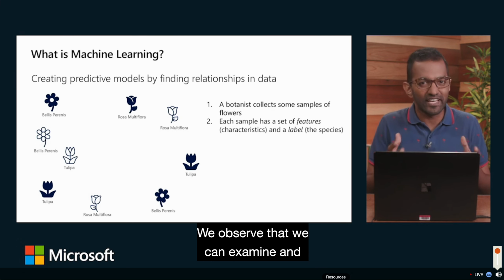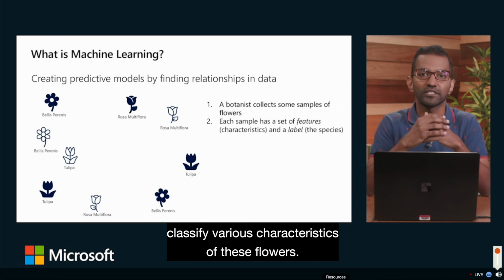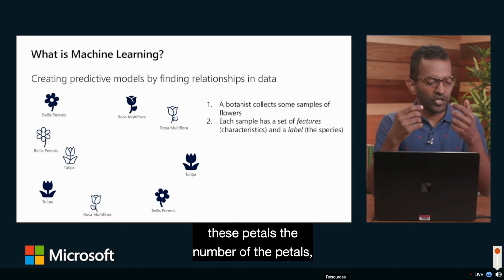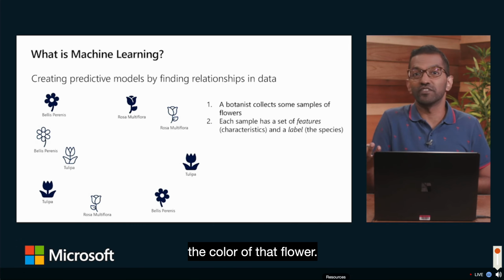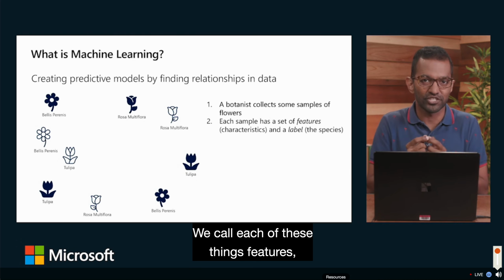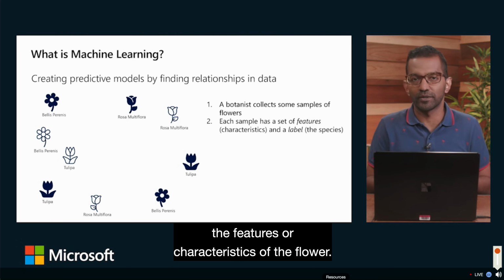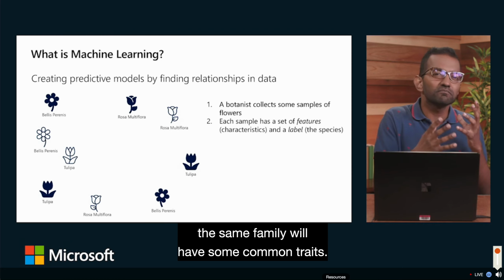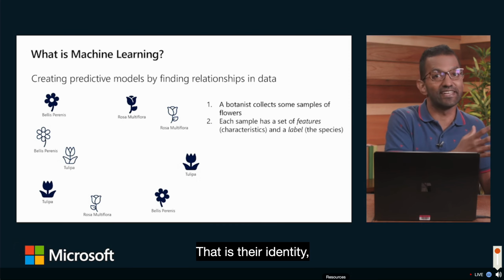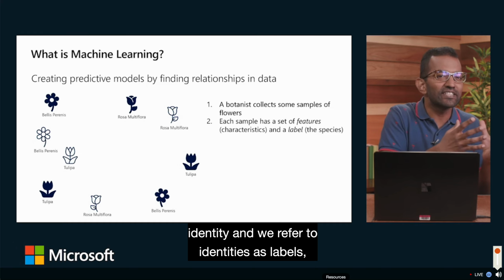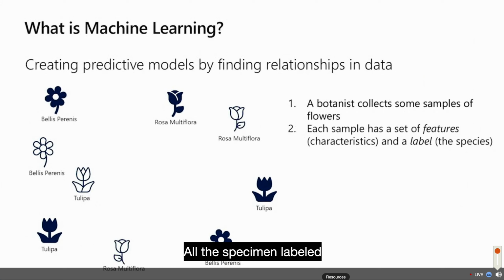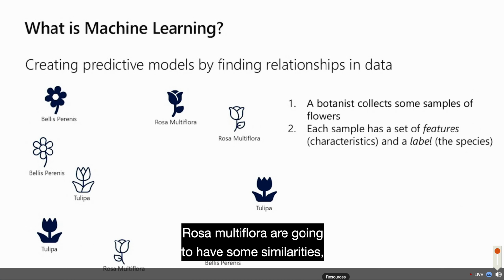So we observe that we can examine and classify various characteristics of these flowers. So things like the length of these petals, the number of the petals, could be the size of the stem, the color of that flower. We call each of these things features. The features are characteristics of the flower. And the flower samples belonging to the same flower or the same family will have some common traits. That is their identity, and we refer to identities as labels. Label is a keyword I want you to understand. So all the specimen labeled Rosa multiflora are going to have some similarities. Proportionally, they're going to be somewhat similar.